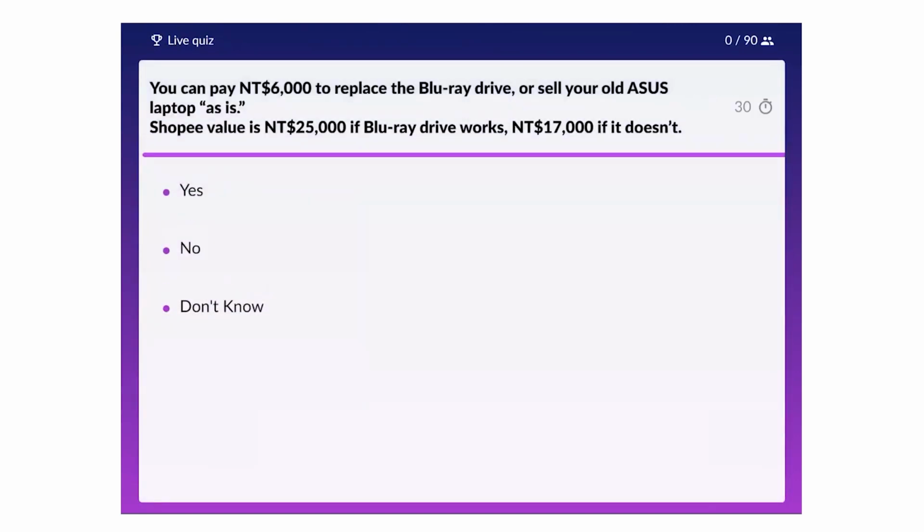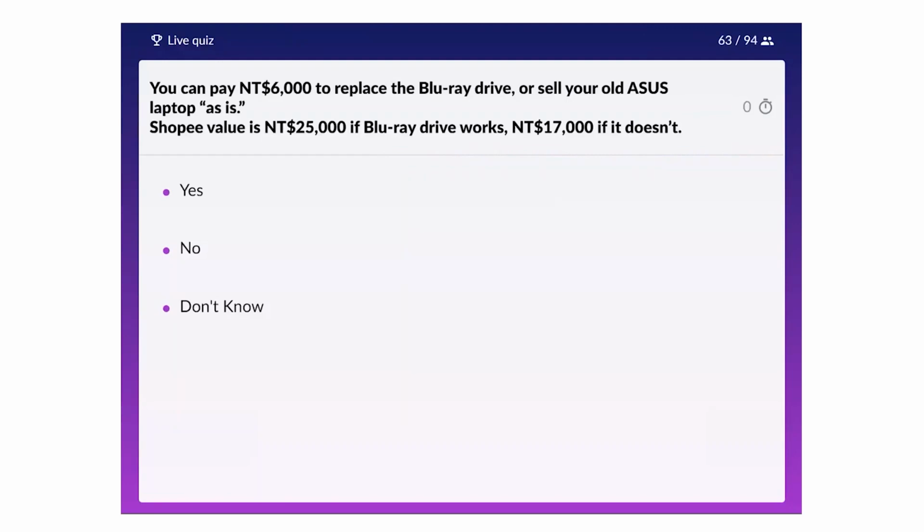So part 1. You can pay $6,000 to replace the Blu-ray drive or sell it as is. The Shopee value is $25K if the Blu-ray drive works, $17K if it does not work. So should you replace the drive or not? Yes, no, don't know. Okay, we have 10 seconds left, so please continue to make your decisions. 5, 4, 3, 2, 1.